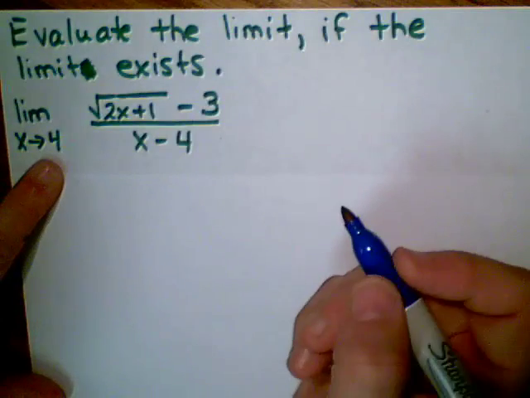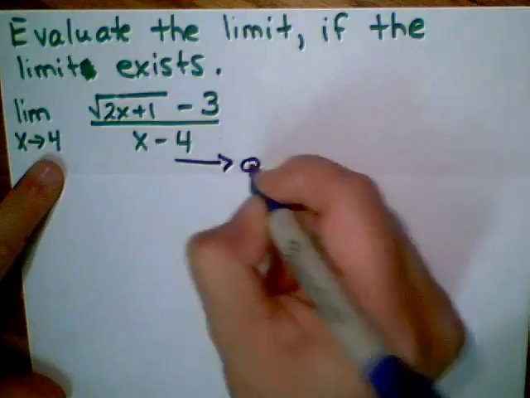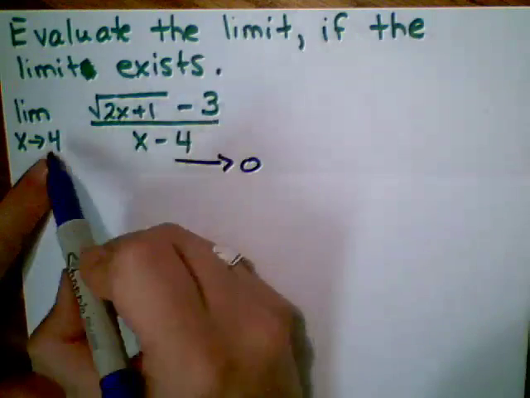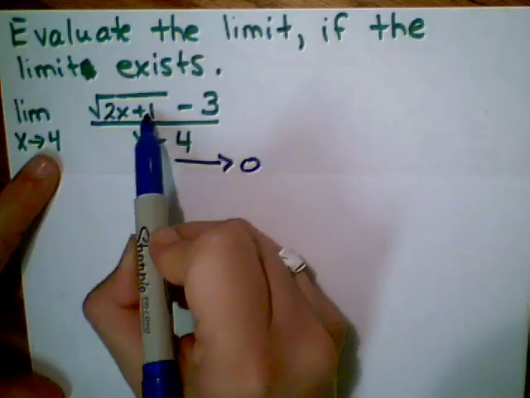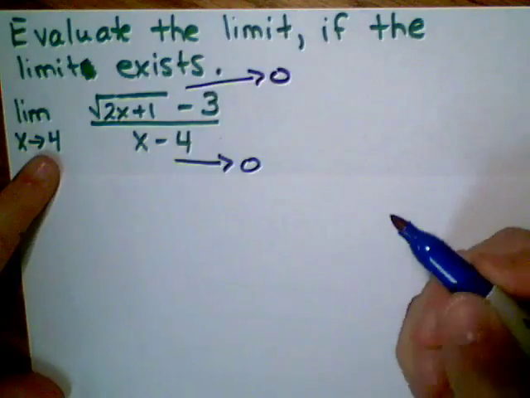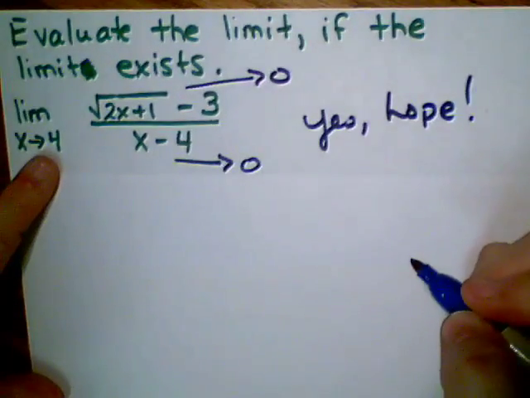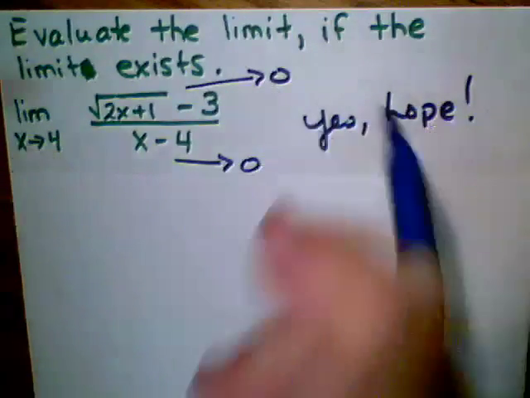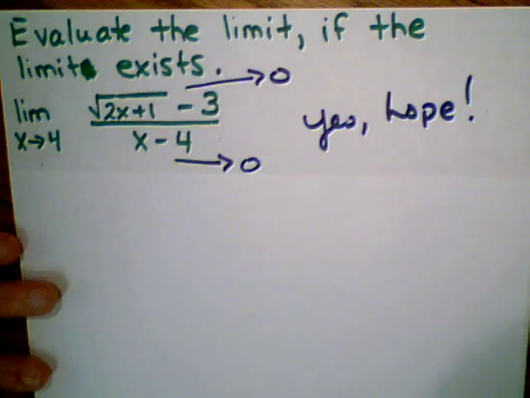Now, will there be any hope? If we did use direct substitution, the denominator would be 0. If we use direct substitution in the top, we would get 2 times 4 plus 1, or the square root of 9, and 3 minus 3 is 0. The numerator would go to 0. Yes, there's hope, because 0 over 0 is just a form of the problem that does give us hope that the limit will exist.